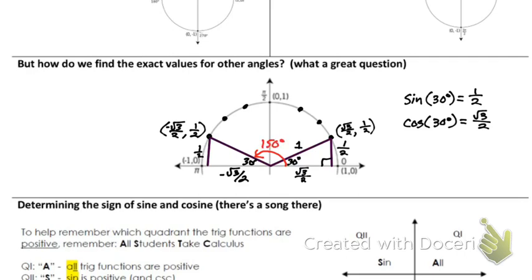That's why it's important for you to know all of those measures. So that means that the sine of 150 degrees equals 1/2. And the cosine of 150 degrees equals negative square root of 3 over 2. Yes, Emma? Why is the 1/2 positive? Because you're moving up.